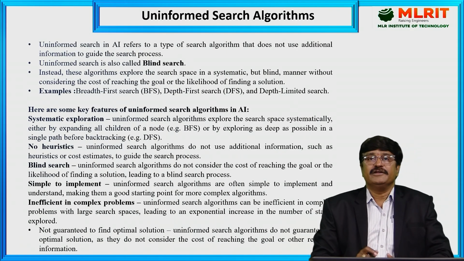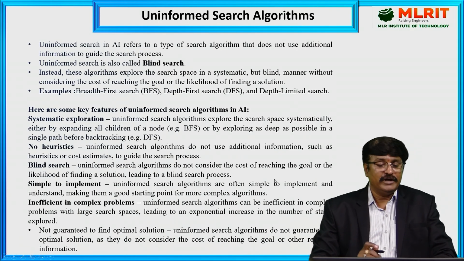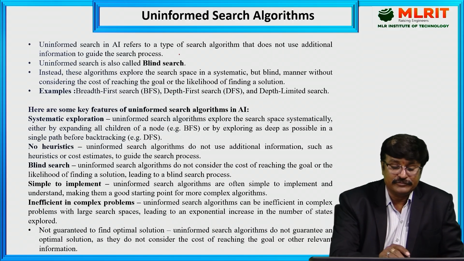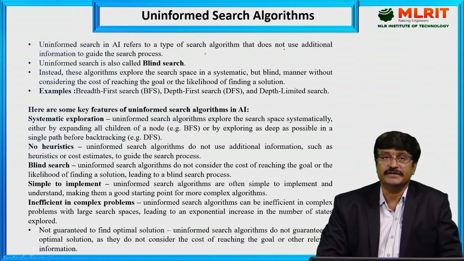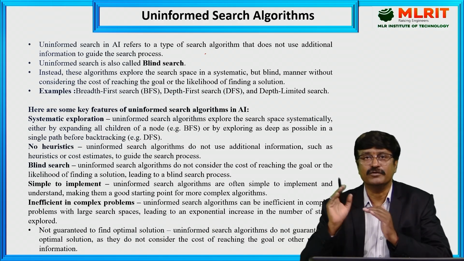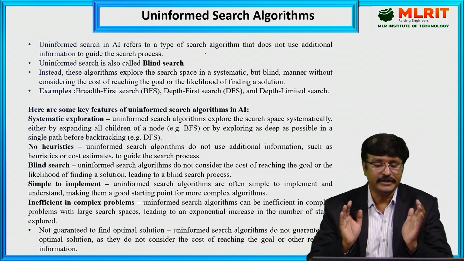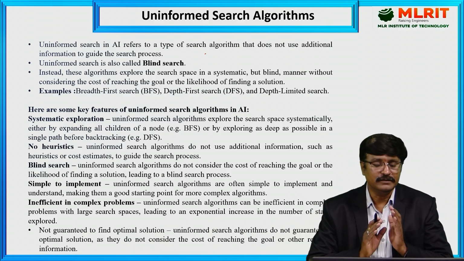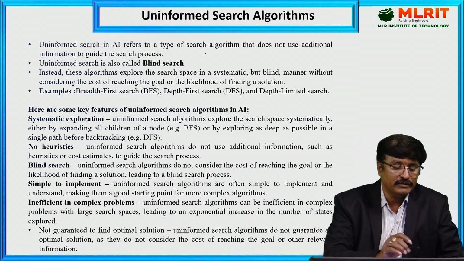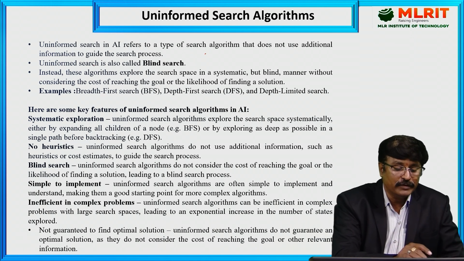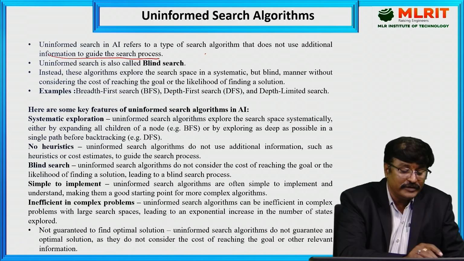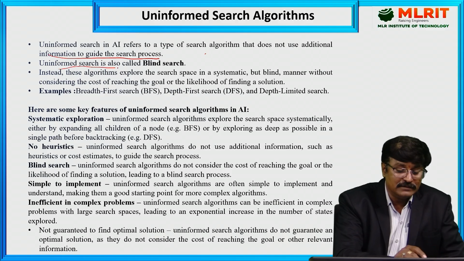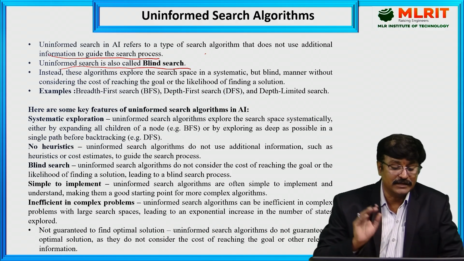Coming to the uninformed search algorithm. An uninformed search algorithm in AI refers to a type of search algorithm that does not use additional information. It doesn't have any information about the goal state, and we only know the problem definition. There is no information to guide the search process. That's why it is also called a blind search algorithm.